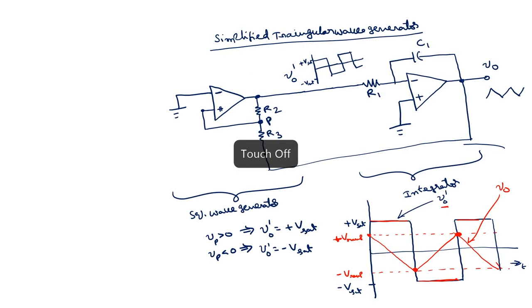Case 1: V0 dash is at plus Vsat. So what happens to V0? V0 is equal to minus 1 by R1 C1 integral of V0 dash dt. This is the expression for the integrator, because this resistance is R1 C1, this voltage is V0 dash and the final output is V0. So the relation between V0 and V0 dash is V0 equals minus 1 by R1 C1 times the integral of V0 dash.